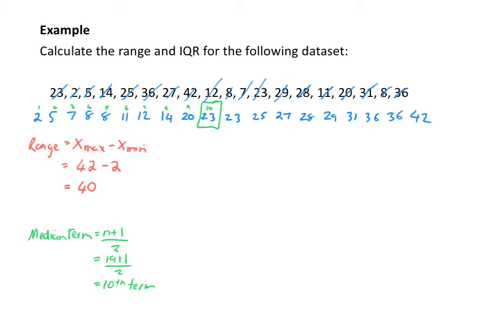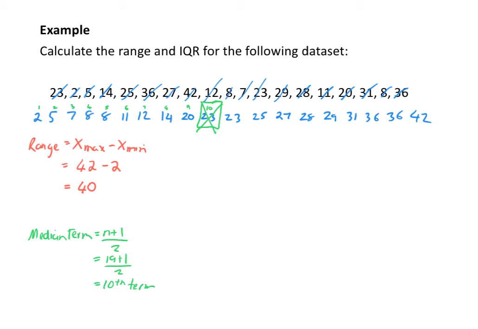Now because I had an odd number in my original data set, I exclude the median to find my two halves. So on my left hand side is going to be my first half, on my right hand side is going to be my second half. Each of those halves is going to have 9 numbers in them. Right, so to find the interquartile range, I need to find quartile 1 and quartile 3.